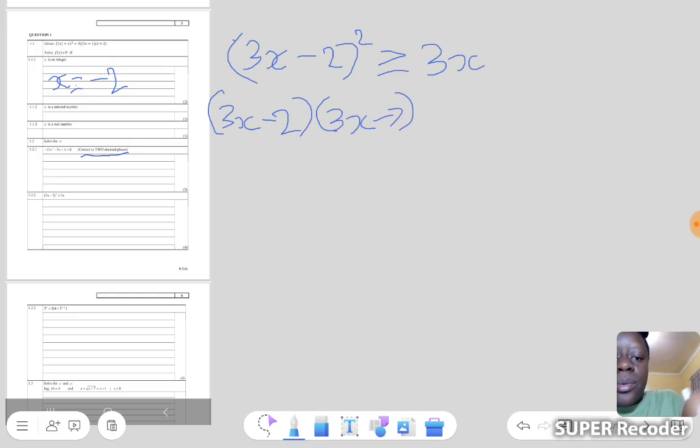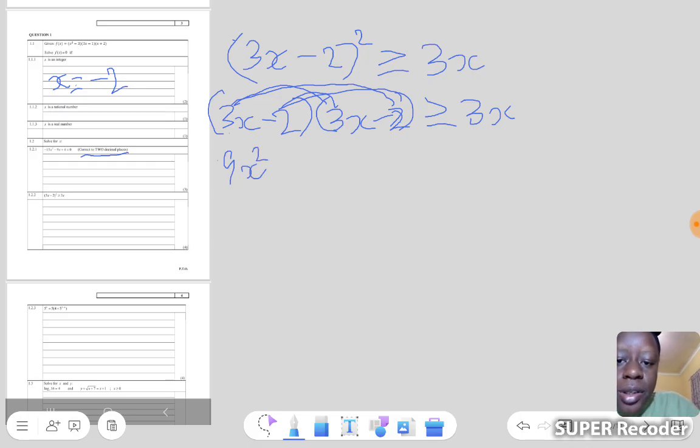3x minus 2 greater or equals to 3x. Using the FOIL method at this point, multiply this, then multiply this, and this multiply the other one. 3x multiplied by 3x, that's 9x squared, and that will be 2x, negative 2 and negative 2, then positive 4 greater or equals to 3x.